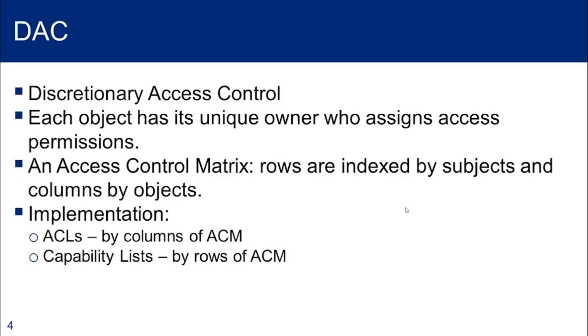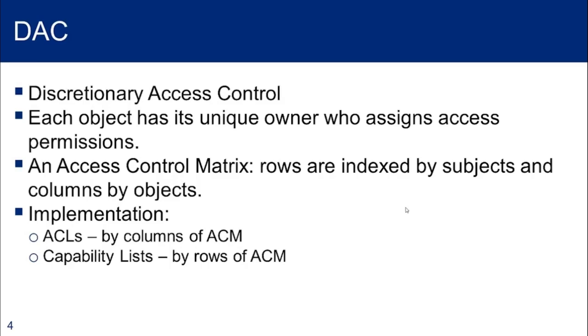So think of an R in a cell of the matrix. The subject in that row is granted read access by the owner to the object in that column. DAC is usually implemented with access control lists, or ACLs. An ACL is basically a single column of the matrix which identifies all the subjects who have access to the associated object as granted by the owner.